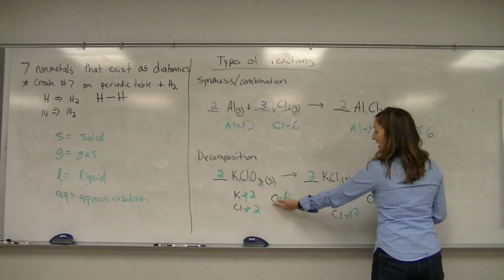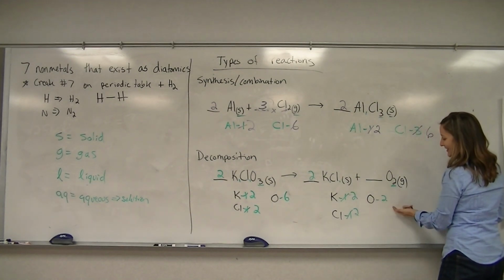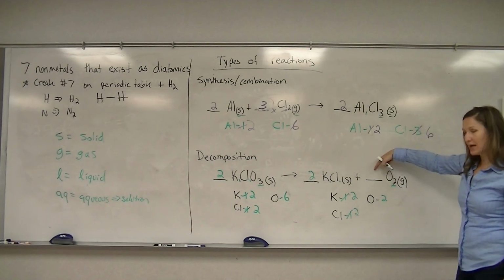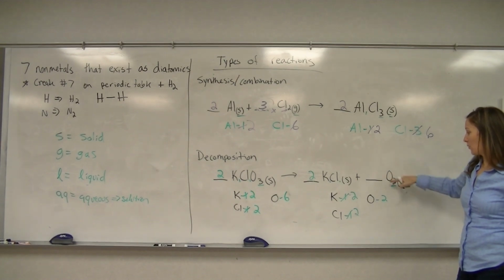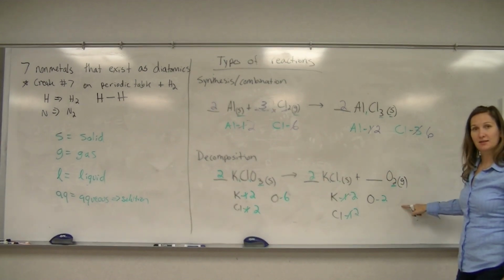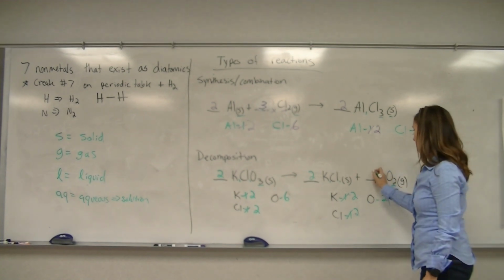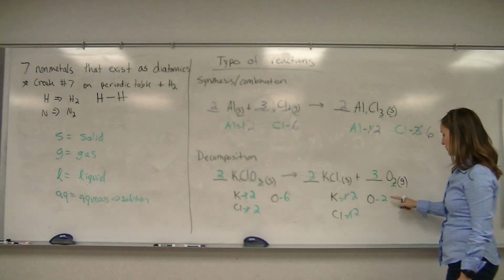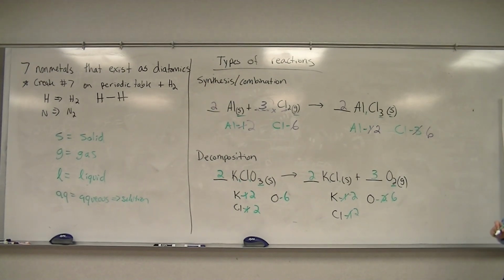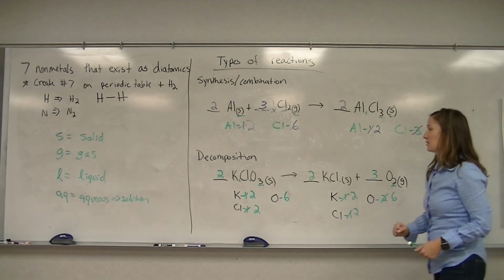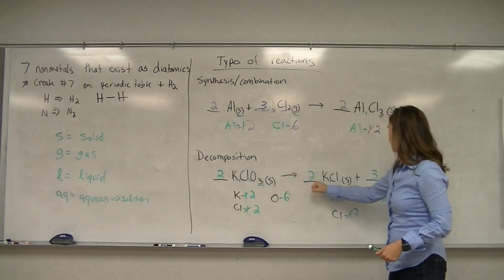Oxygen's all that's left. I have 6 on the reactant side. I need 6 here. So what coefficient can I put here that would multiply by 2 and equal 6? 3 times 2 gives me 6. So now everything's balanced. 2 to 2 to 3.